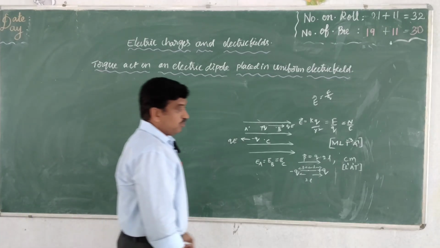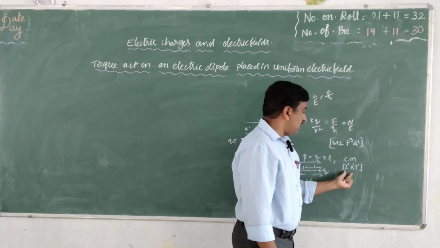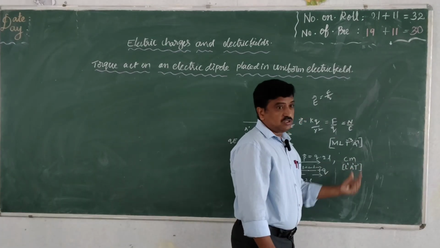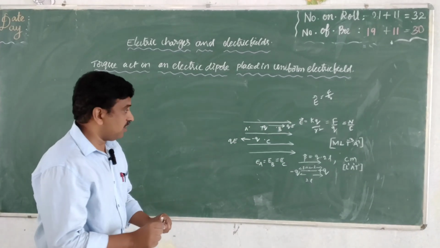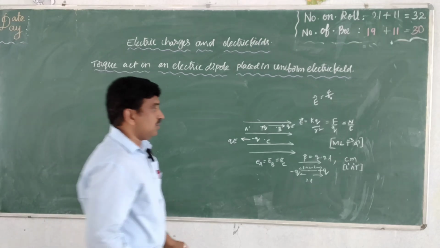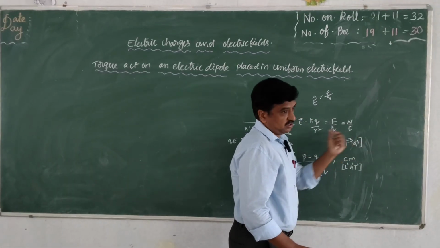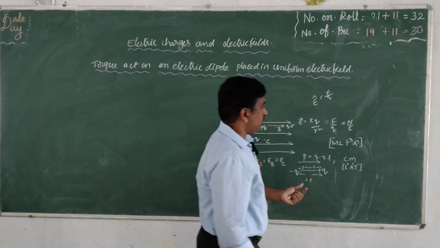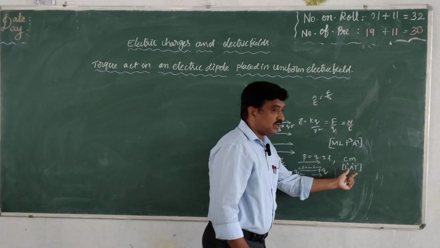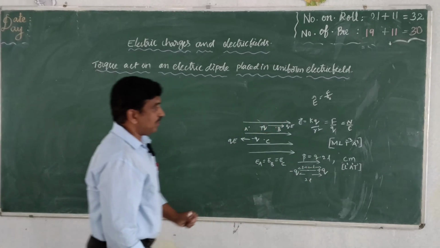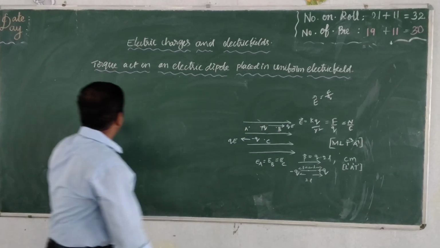Electric dipole moment. L means length, A means current, T means time. So L power 1, A power 1, T power 1 is the dimensional formula of electric dipole moment. The electric field is MLT power minus 3 A power minus 1. The dipole moment is LAT. This is the dimensional formula. The unit is coulomb meter.